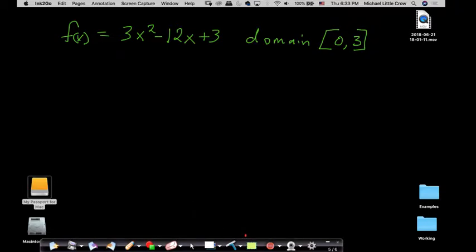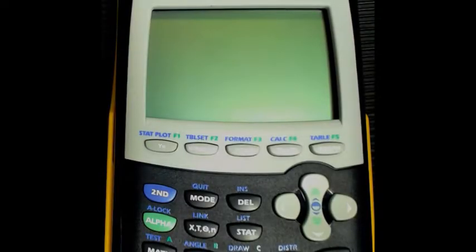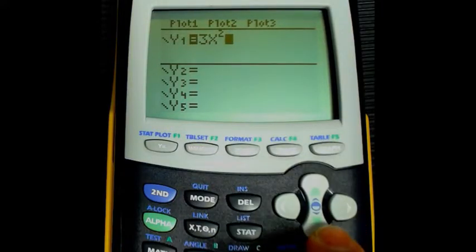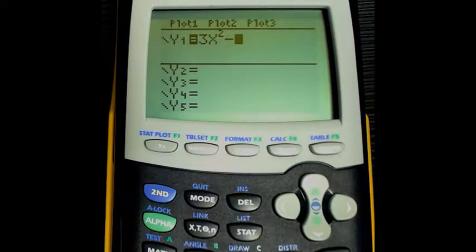So I'm going to come over, let's see, how do I do this? I come over here to my camera where we've got our graphing calculator ready, and that's where we're going to put this problem in. I'll take this one out, and I'm going to enter 3x squared, arrow over, and then minus 12x and plus 3. So that's a quadratic.